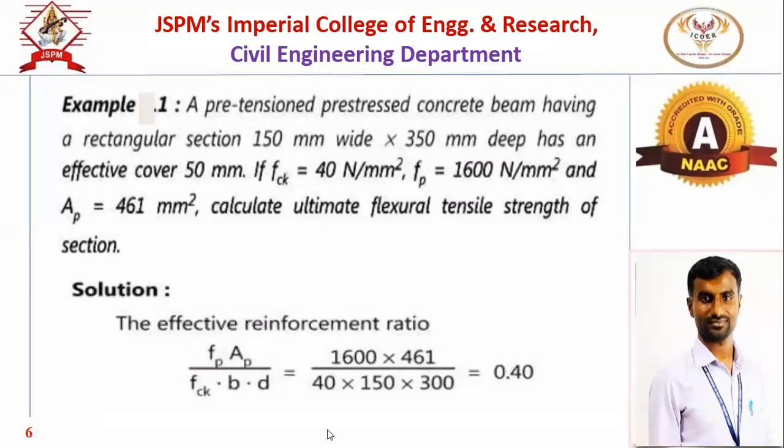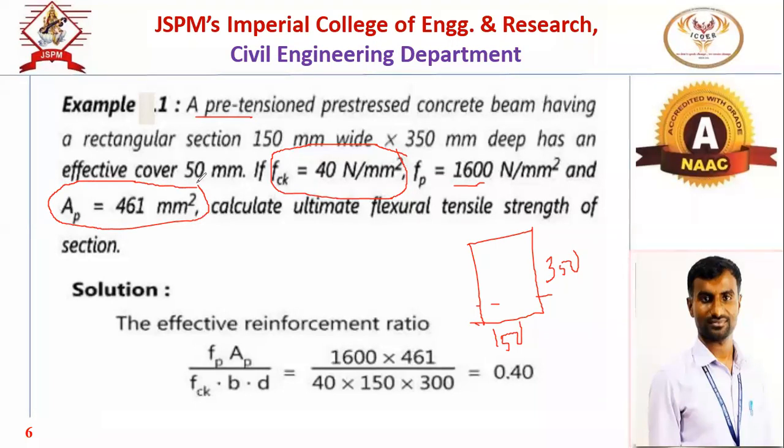Now we will discuss one numerical. This is a numerical to find the moment of resistance for a rectangular section. Here the pre-tensioned pre-stressed concrete beam has a rectangular section 150 wide and 350 deep, with an effective cover of 50 mm. The fck is 40 MPa, the fp is given as 1600 MPa, and the area of pre-tensioning steel is 461 mm square. Calculate the ultimate flexural strength of the section.